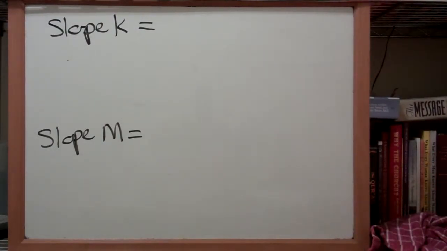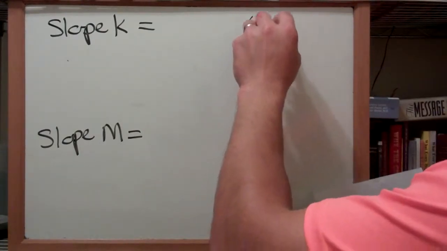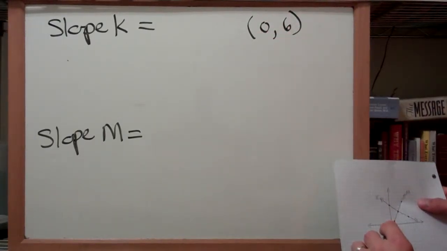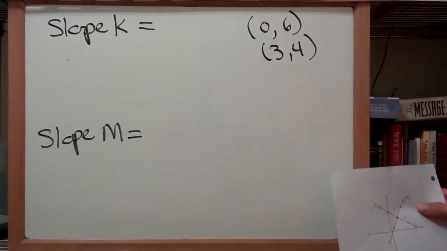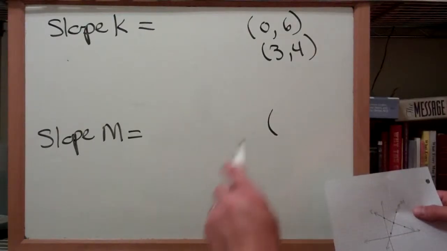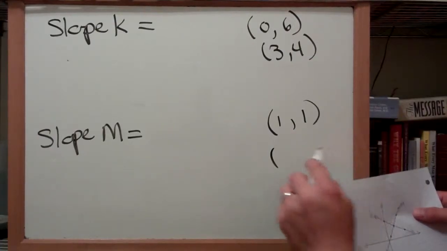The way you find slope is by using really the slope formula or counting boxes. If we were to use the slope formula, we would take 2 points on the line. In this case, we had points of 0, 6 and 3, 4. So 2 points on line K were 0, 6 and 3, 4. 2 points on line M would have been 1, 1 and the point 3, 4.